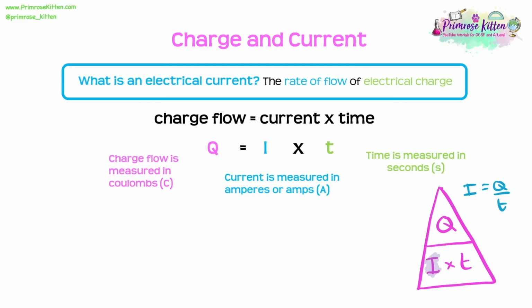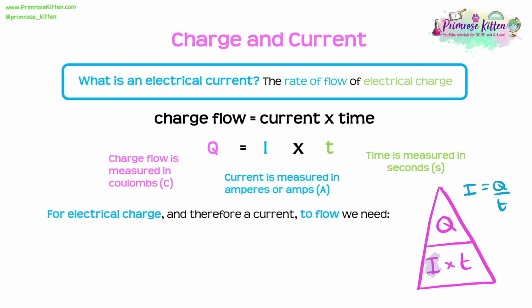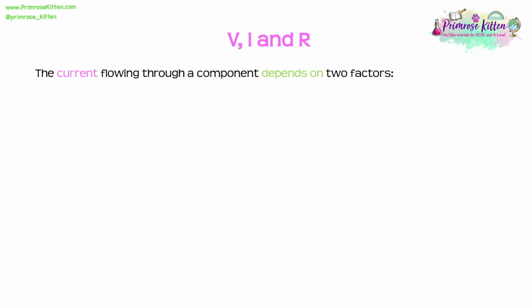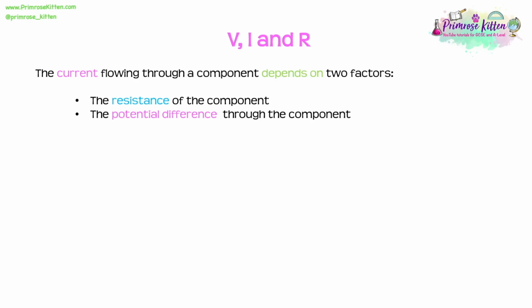So now we know that, let's remind ourselves that for electrical charge and therefore current to flow, we need to have two things. We need a closed circuit, so no breaks in it, and a source of the potential difference. Now this could be a cell, it could be a mains power pack, it could be a battery. And what we'll find is that the current is going to be the same everywhere in a single closed loop. The current that flows through a component depends on two different factors. So the resistance of the component that it's flowing through and the potential difference through that component.